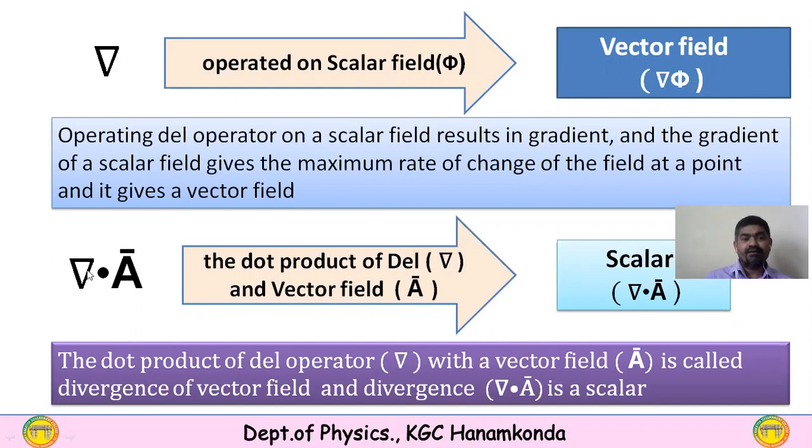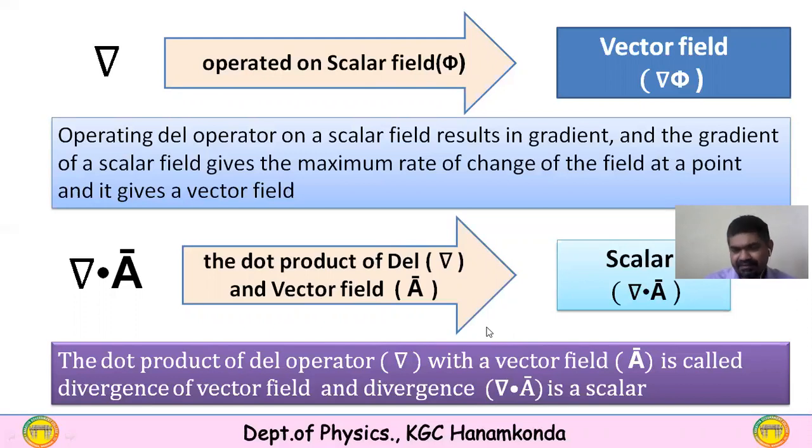Next, when you operate the del operator on a vector field with the help of the dot product, we get the divergence of the vector field. Divergence of a vector field is the dot product of the del operator and the vector field. A dot product always gives a scalar quantity. Therefore, divergence of a vector field is a scalar. So, the dot product of the del operator with a vector field is defined as the divergence of the vector field.